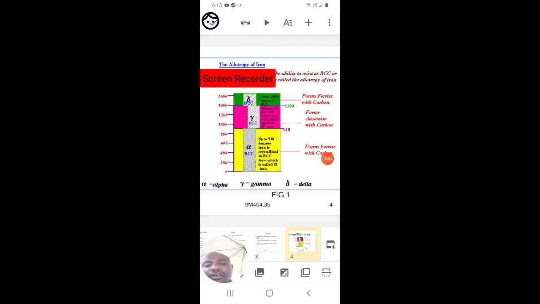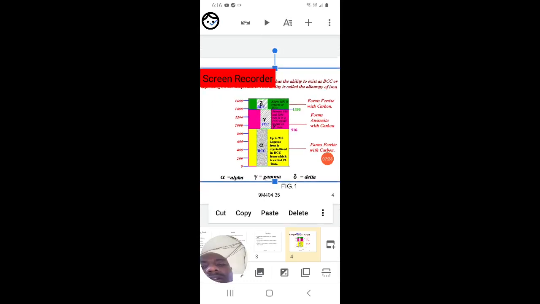Next, below 910 degrees, alpha iron exists with non-magnetic properties and alpha iron with magnetic properties. Alpha iron with magnetic properties is called beta iron, and alpha iron with non-magnetic properties is called alpha iron. It exhibits a BCC structure, body centered cubic system.